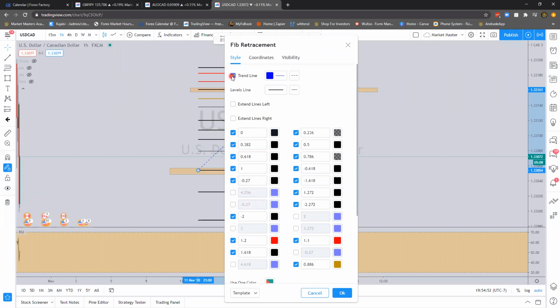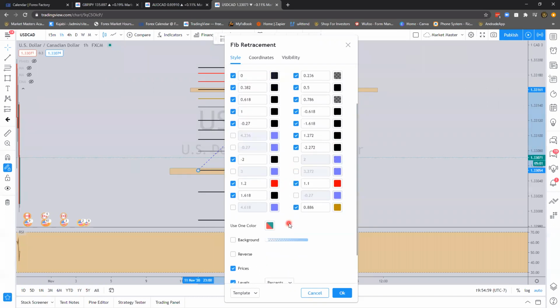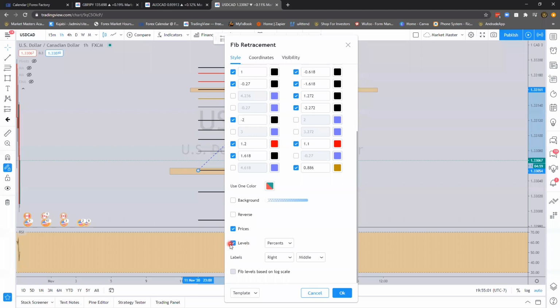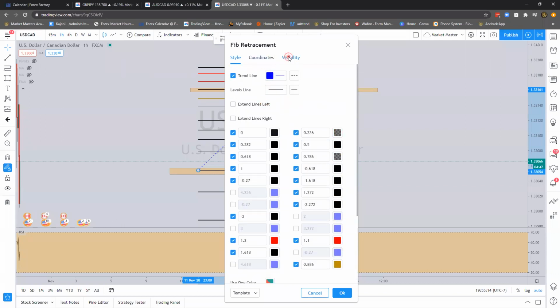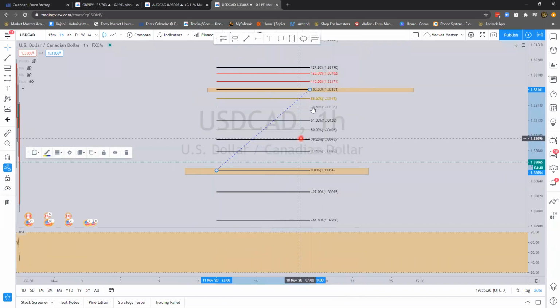I keep the trend line added on there, which is this little line right there. And then another thing that I add is the levels. Make sure this is percentage. Sometimes it's put as values, so that's percentage. And the labels on the right-hand side. And that's about it. Once that's there, it should look exactly like this, where it'll plot it out.